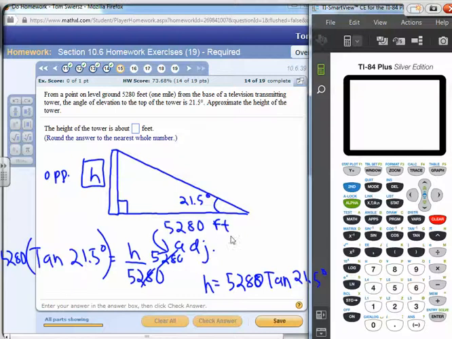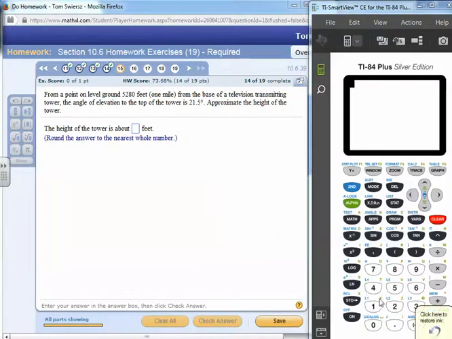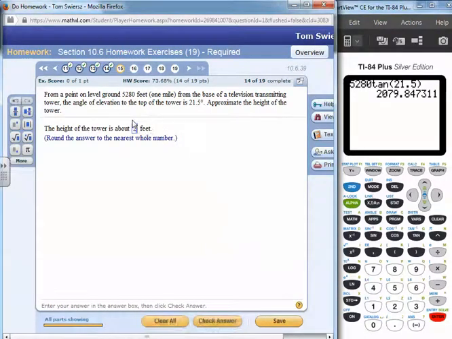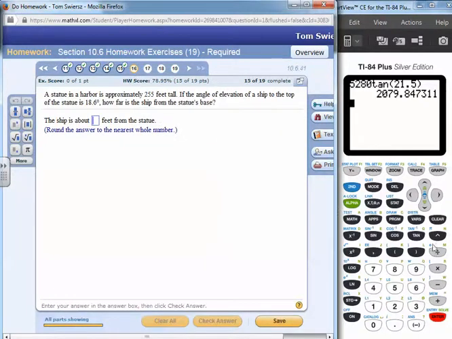All right, 5,280 times the tangent of 21.5, and we get 2,079.8, again rounded to the nearest whole number. There's a 0.8 in the tenths, so we'd round 2079 up to 2080. We'd add 1, so of course that would make the 79 into 80, giving 2080. Very good. Let's look at number 16.